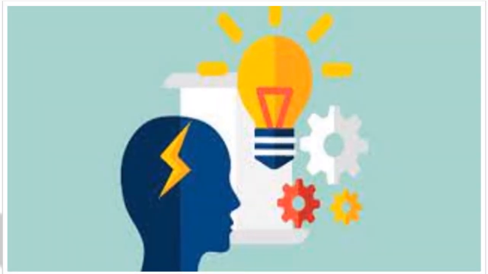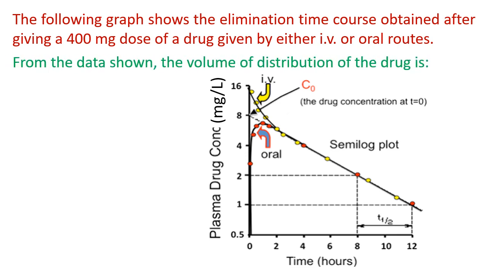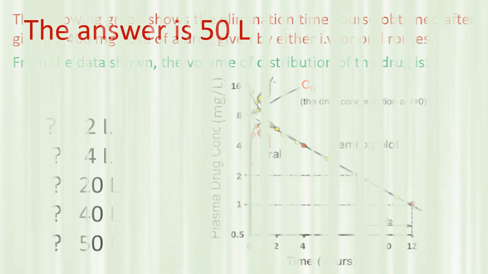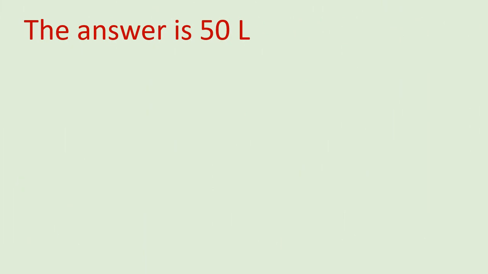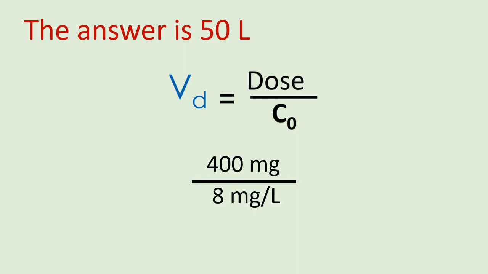Let's have some quizzes. The following graph shows the elimination time course obtained after giving a 400 milligram dose of a drug given by either IV or oral routes. From the data shown, the volume of distribution of the drug is. The answer is 50 liters. VD equals dose divided by C0. So 400 milligrams are divided by 8 milligrams per liter, and the result is 50 liters.